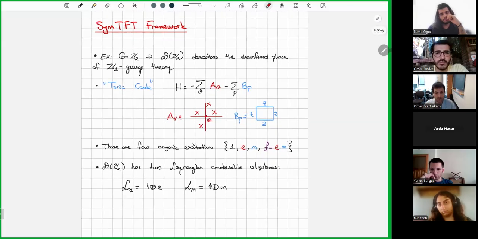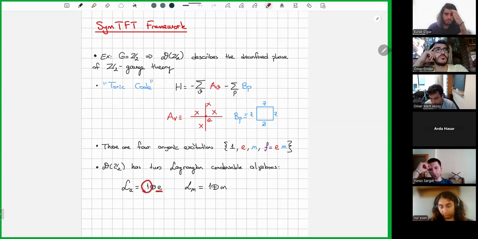Then what are the Lagrangian algebras, the condensable algebras? I only have four anyons here, and I'm trying to find the maximal set that is bosonic within themselves. F is already fermionic, as I mentioned. So there are only two choices. I can choose E and the identity anyon, where the identity anyon is nothing, essentially no excitation, or I can choose M and the identity anyon. So the topological boundary conditions are given by either condensing E anyons or condensing M anyons.